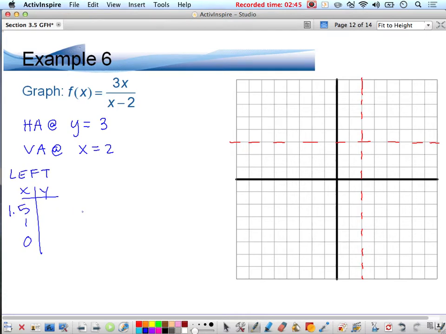I need a do-over. If I put 1.5 there, what do we get? Negative 9. What if I put 1 in? Negative 3. What if I put 0 in? 0. Okay, let's put those on and take a look. We have a dot at 0, 0. We have a dot at 1.5, negative 9, which is way down there, right? Okay. We have one at 1 comma negative 3.